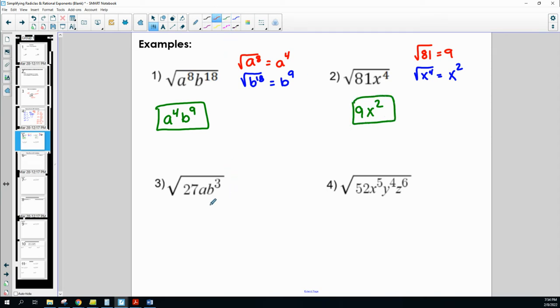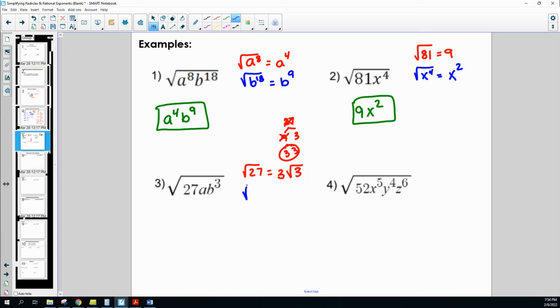Okay, for number 3, we have the square root of 27. And since 27 is not a perfect square, we can think about breaking it down, right? So 27 can break into 9 times 3, and then 9 breaks into 3 and 3. We can't use the 27 or the 9, so we're looking for pairs. We have a pair of 3's here, so that's going to be a 3 on the outside, and then we have a 3 left over, so 3 on the inside.